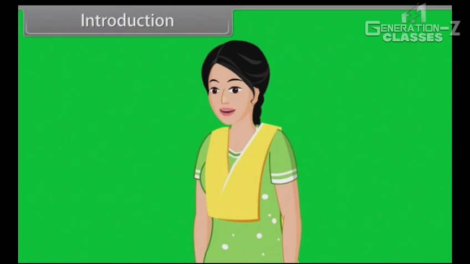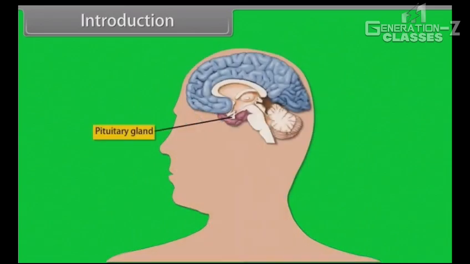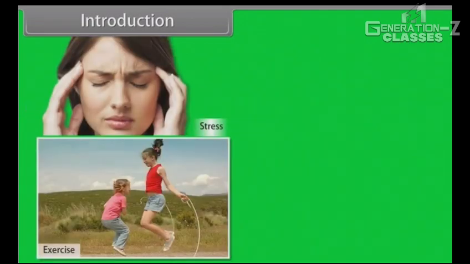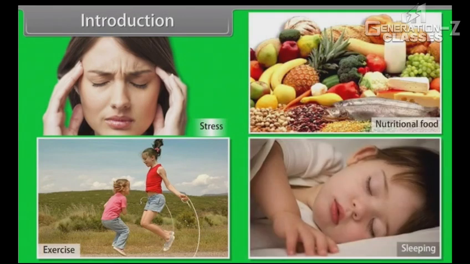Do you know how we grow in size? Growth is a very complex process involving coordinated action of several hormones. Majorly, growth hormone is responsible for stimulating growth of the body, and it is released by the pituitary gland. Growth hormone has a significant effect on the metabolism of protein, lipid and carbohydrates. The production of growth hormone depends upon many factors such as stress, exercise, nutrition, sleep, etc.